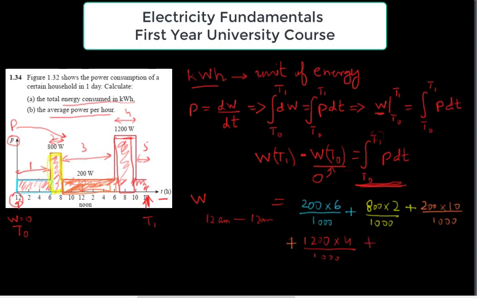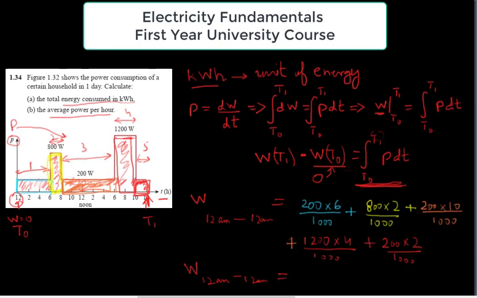And finally, in the very last region you can say 10 to 12. So there are 2 hours in this region. This is the very last region. So there are 2 hours with 200 watts. So 200 watts times 2 hours divided by 1000 to convert it into kilowatt hours. And when we sum all of these numbers, we are going to get the energy consumed between 12 a.m. the previous day to 12 a.m. the current day, 24 hours.